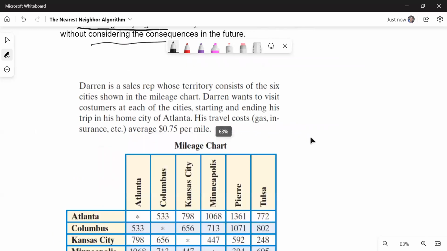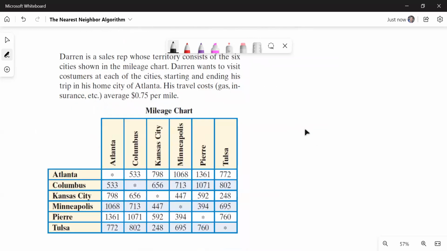Let me show you one more example using a mileage chart. Darren is a sales rep whose territory consists of the 6 cities shown in the mileage chart. Darren wants to visit customers, I have a little typo there, at each of the cities, starting and ending his trip in his home city of Atlanta. So we're going to start in Atlanta. His traveling costs, gas, insurance, etc., average 75 cents a mile. We don't really need to use that. I'm not going to calculate the final amount of the trip, although I could. I'm just going to know that the more I travel in miles, the more expensive it is.